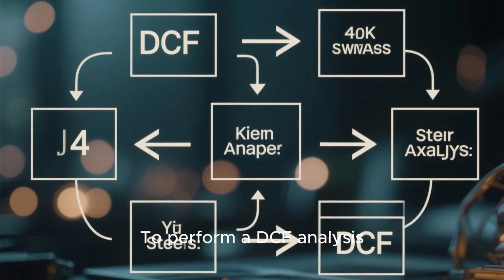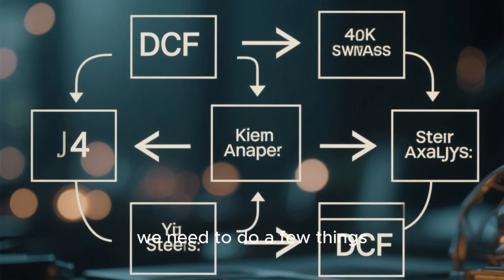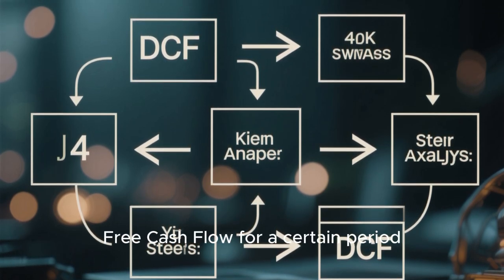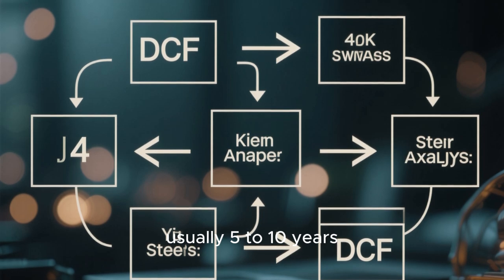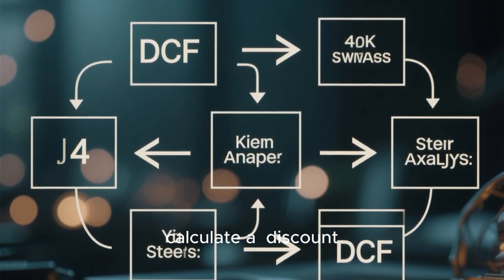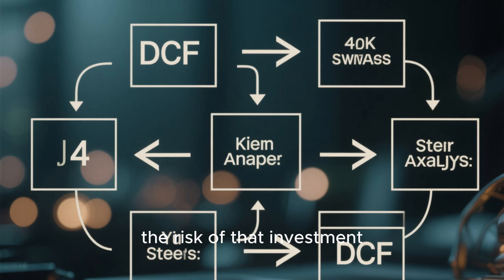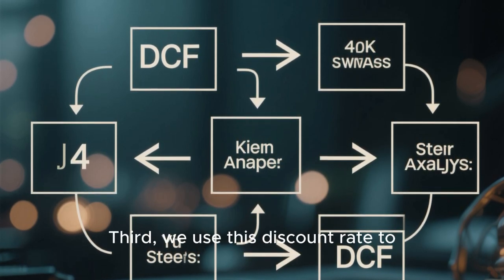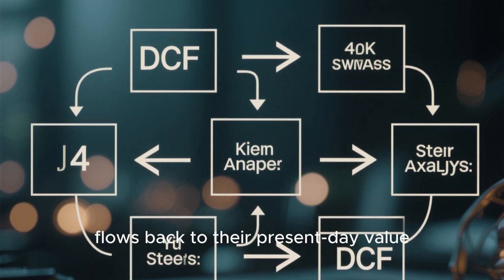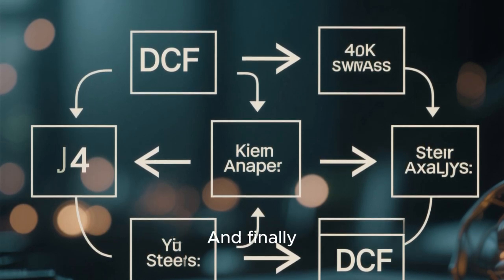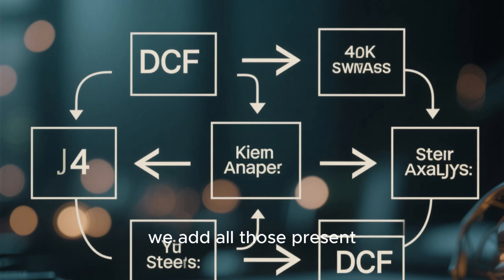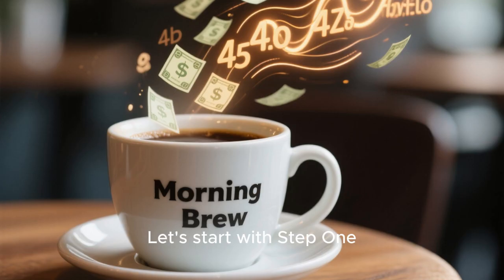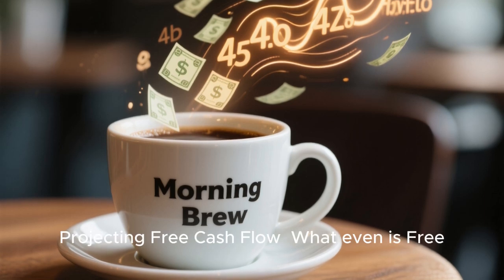To perform a DCF analysis, we need to do a few things. First, we have to forecast a company's future free cash flow for a certain period, usually 5 to 10 years. Second, we need to calculate a discount rate, which represents the risk of that investment and the return we expect. Third, we use this discount rate to bring all those future cash flows back to their present-day value. And finally, we add all those present values together to get the company's estimated intrinsic value. Let's start with step 1, projecting free cash flow.